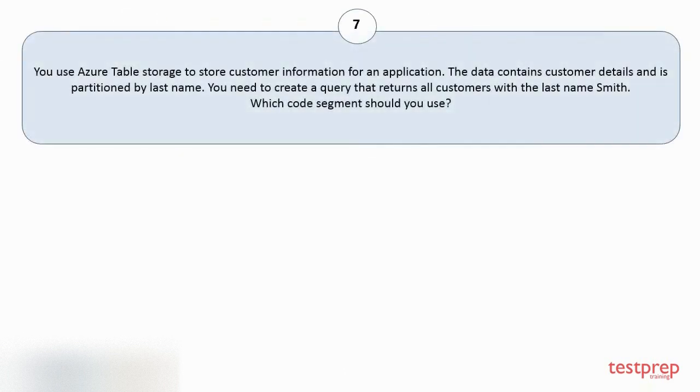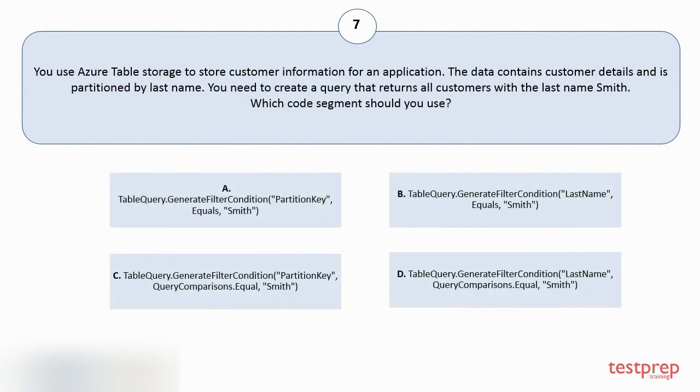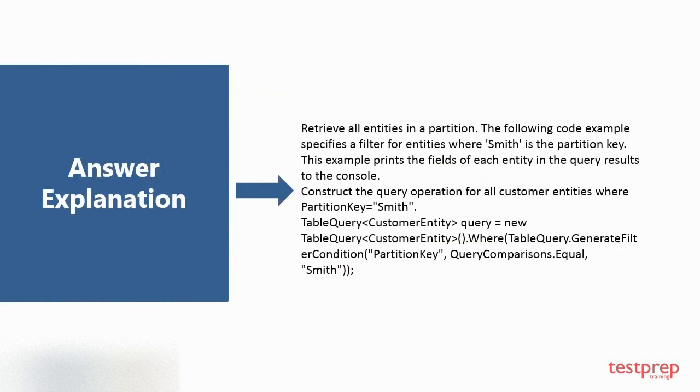Question number 7. You use Azure Table Storage to store customer information for an application. The data contains customer details and is partitioned by last name. You need to create a query that returns all customers with the last name Smith. Which code segment should you use? Your options are. The correct answer is option C. Refer to the following for the explanation of the answer.